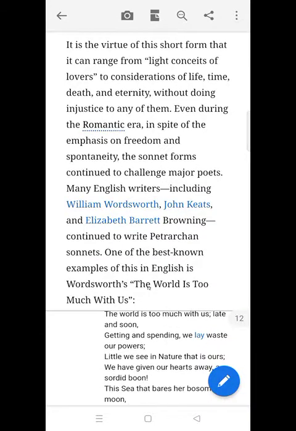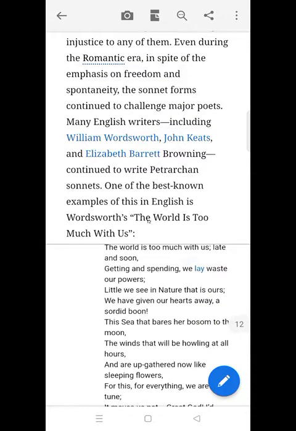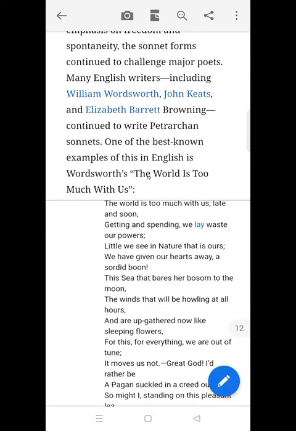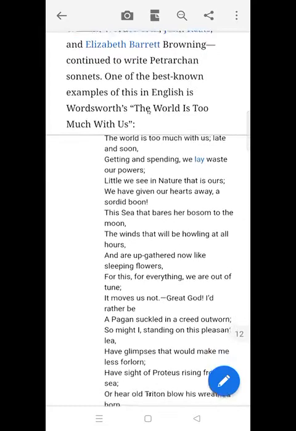Even during the Romantic era, in spite of the emphasis on freedom and spontaneity, the sonnet forms continued to challenge major poets. Many English writers during this Romantic era, including William Wordsworth, John Keats, and Elizabeth Barrett Browning, continued to write Petrarchan sonnets. One of the best known examples of this in English is William Wordsworth's sonnet The World Is Too Much with Us.